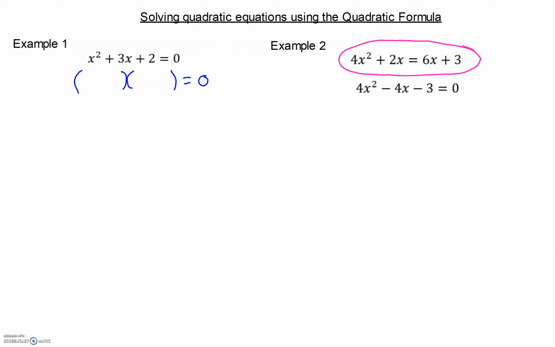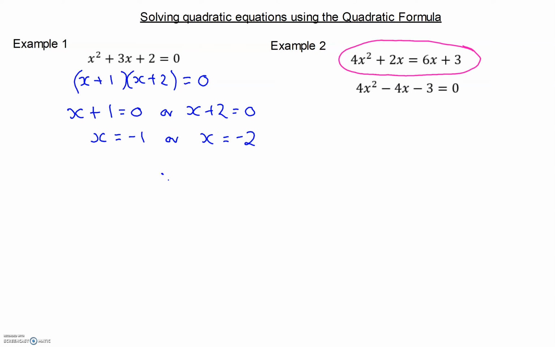So we're going to put the example number 1 into two brackets. Nice straightforward. We've got x plus 1 and x plus 2. 2 and 1 multiply to make 2, they add to make 3, and they're the correct brackets. Now we know from the past that because we've got two brackets that multiply together to make 0, then one bracket or the other bracket must be 0. So we know that x plus 1 must be 0, or x plus 2 must be 0. And that gives us the two answers, that x is negative 1 or x is negative 2.